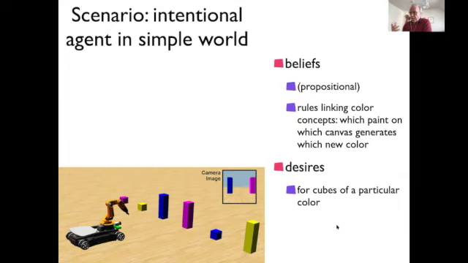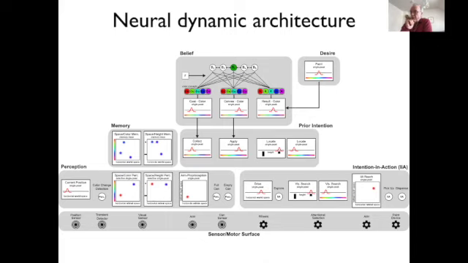Wherever the object is and whatever its precise color is, but we didn't actually make much out of that. It's not so important. And so it can then apply these beliefs to achieve particular colors that it desires. That's the goal. So here's the neurodynamic architecture that does all that.